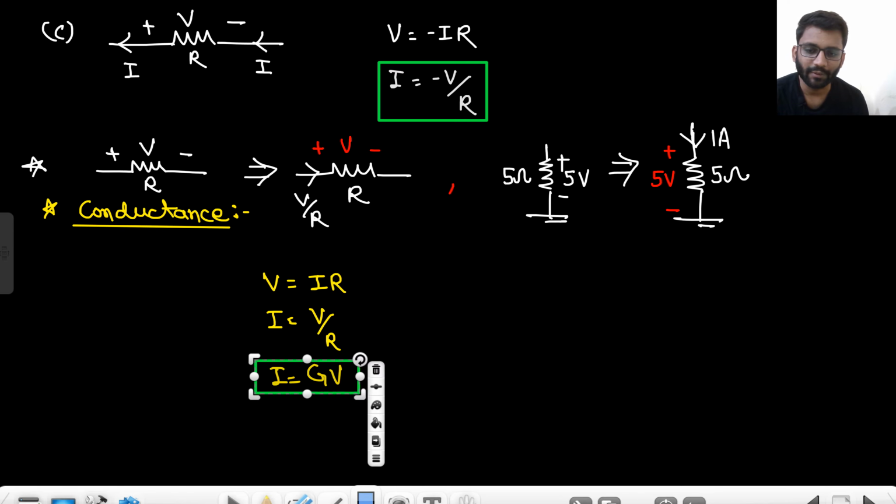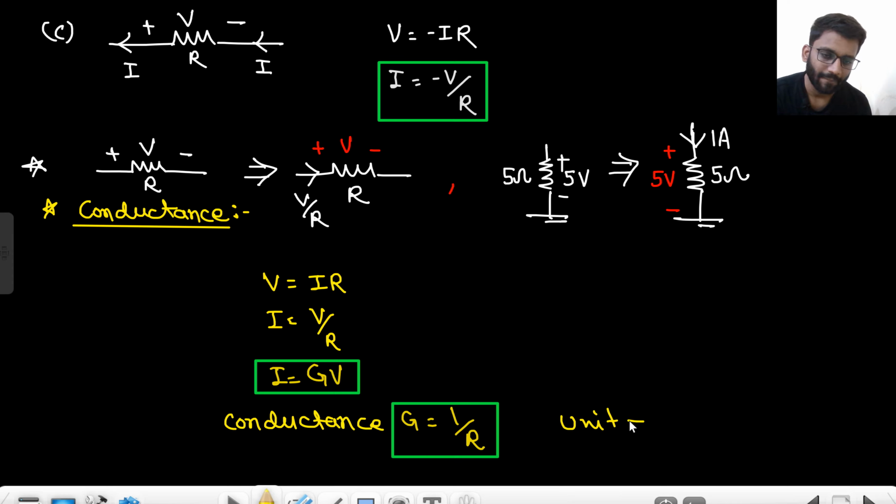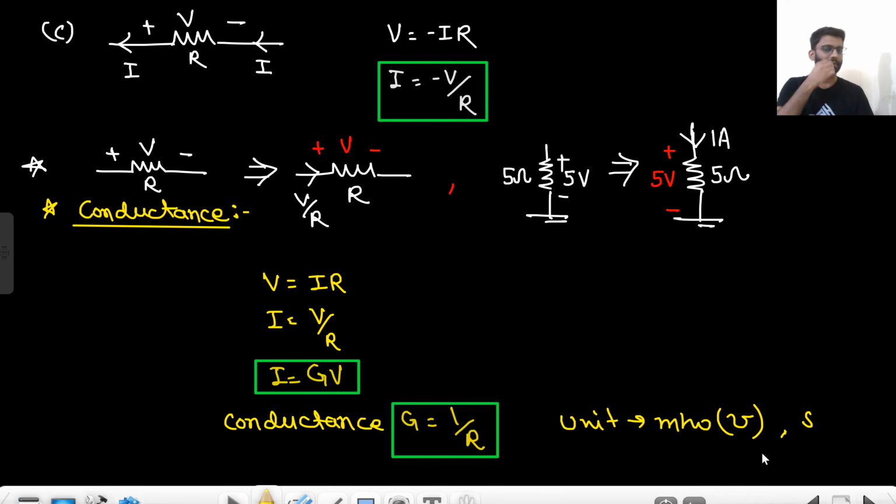So basically what is conductance? Conductance G is 1 by R. And the unit is mho. Sometimes they call it Siemens, and they also write S. So if somewhere it is written as 3S, what does that mean? It is 1 by 3 ohm.